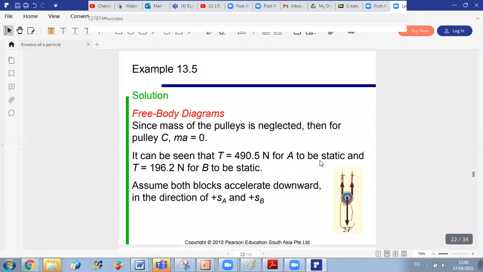Doctor? Yes. Can you please repeat briefly why we have constant acceleration?